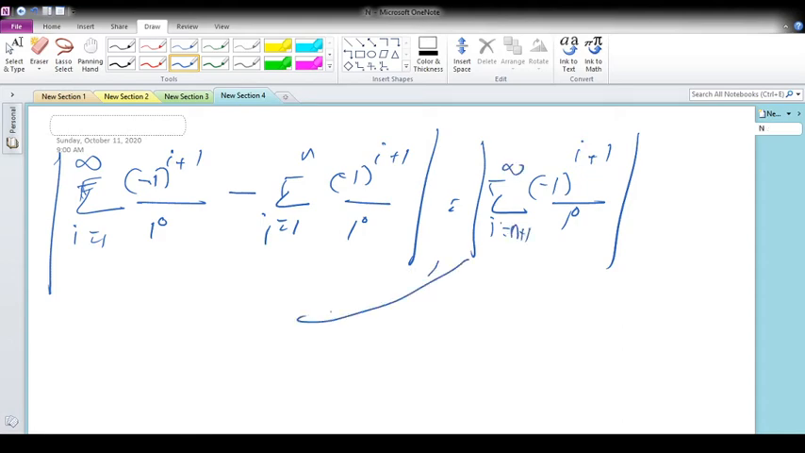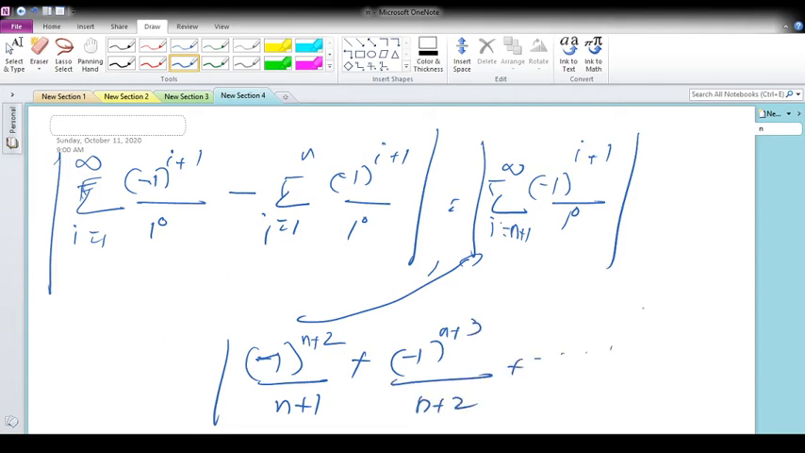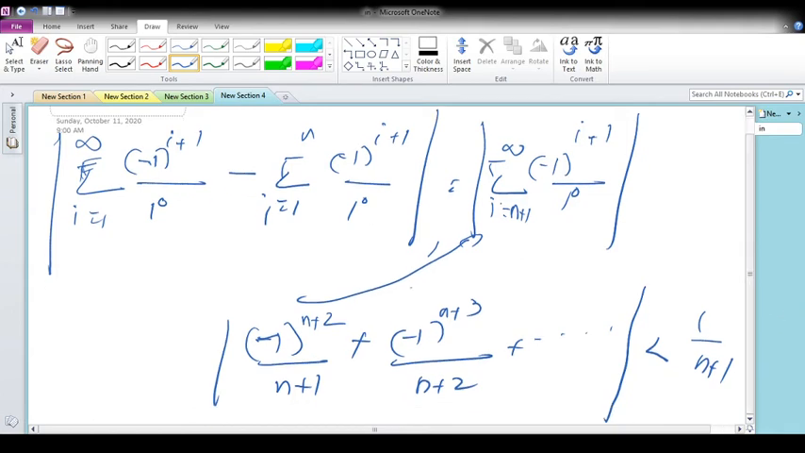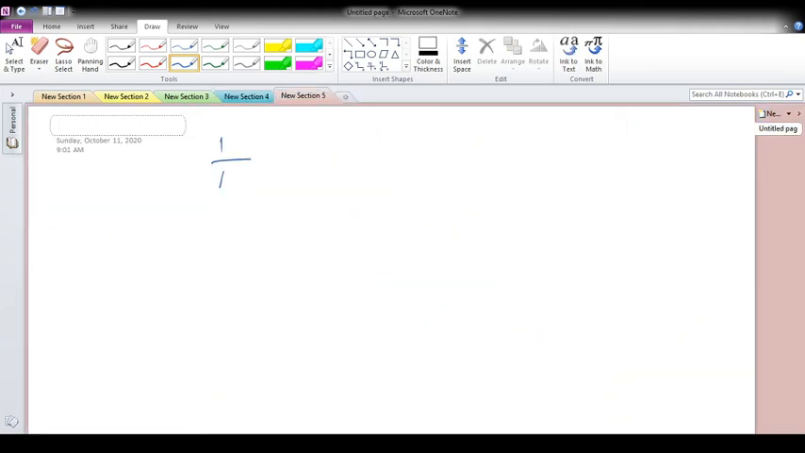So this series can be written as modulus of sum (-1)^(n+2)/(n+1) plus (-1)^(n+3)/(n+2) plus etc. So this term is always less than the bigger term 1/(n+1). Okay, this 1/(n+1) is less than or equal to 1/10. So given that 1/(n+1) is less than or equal to 1/10.